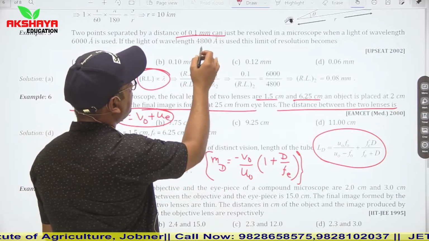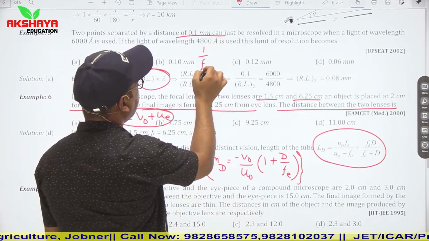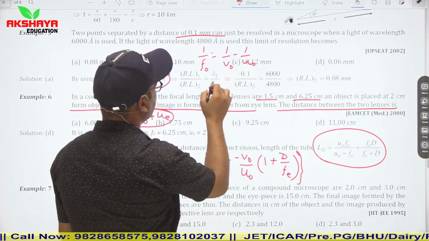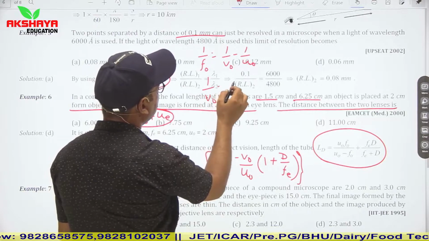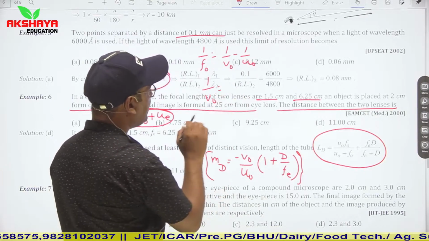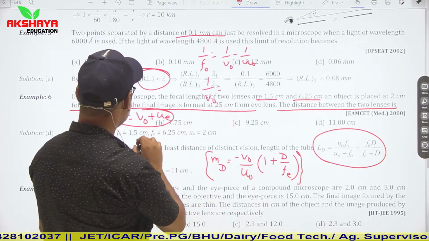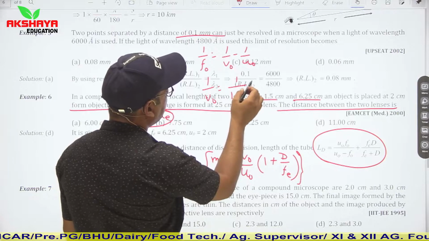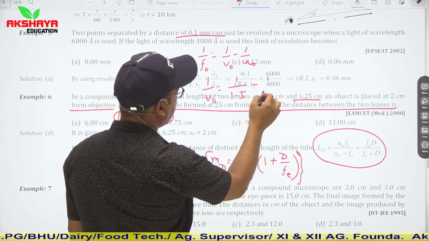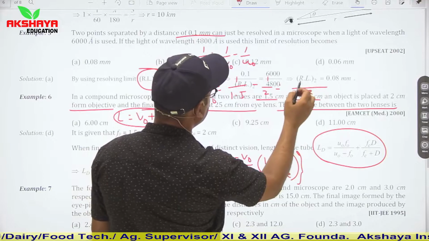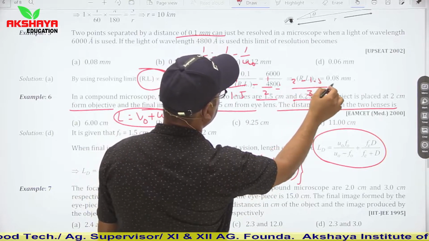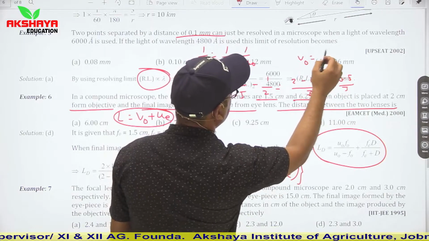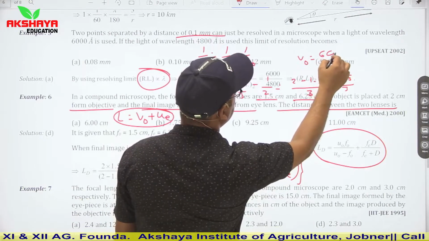So let us see, I am explaining this relation. 1 upon FO is equal to 1 upon VO minus 1 upon UO. So 1 upon VO is equal to 1 upon FO. So focal length is positive. So FO is given as 1.5. So it is 1 upon 1.5 minus UO minus 1 upon 2. So let us say 3 is LCM. So it is 2 minus 1.5, 0.5 upon 3. So VO is 6. VO is 6 centimeter.